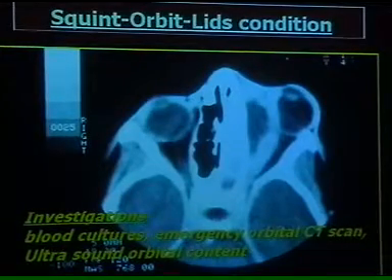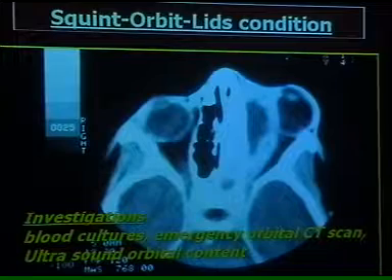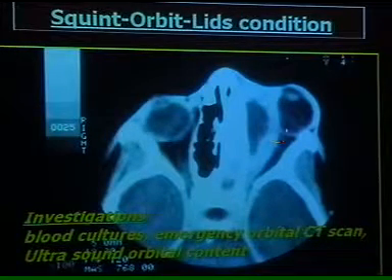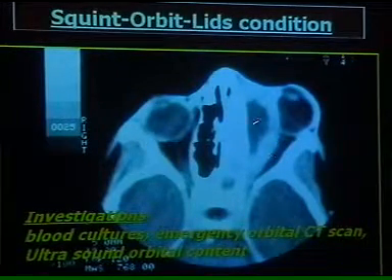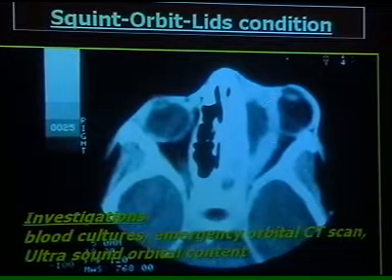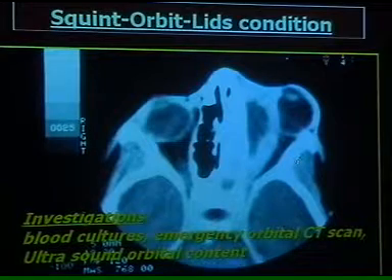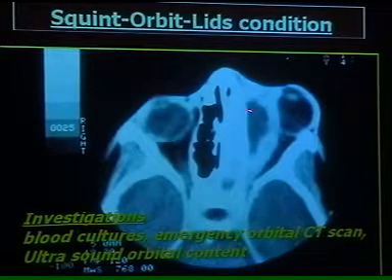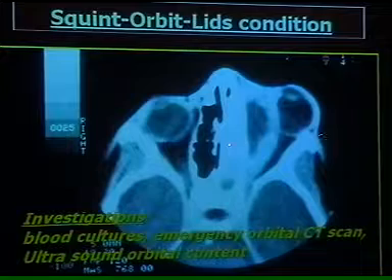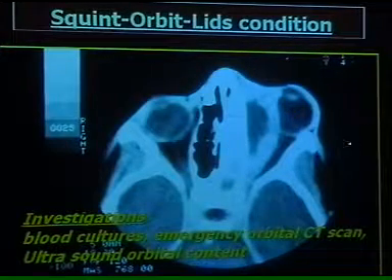CT scan is very important, and it gives a lot of information in case of orbital cellulitis. We can see that there is some lesion on the medial wall of the orbit arising from one of the sinuses. It has pushed the eyeball laterally and outward.